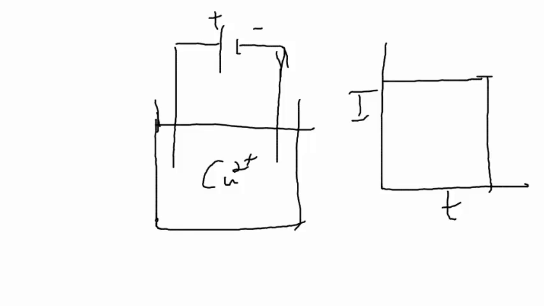So we need some way of figuring out when the endpoint is, when all the copper 2+ has been used up. So you would have some kind of indicator in there to tell you that. And you'd measure the time and keep the current constant.